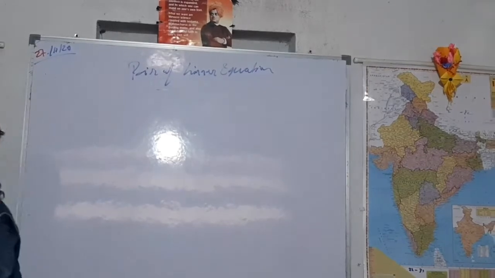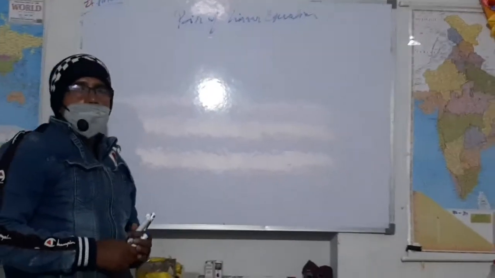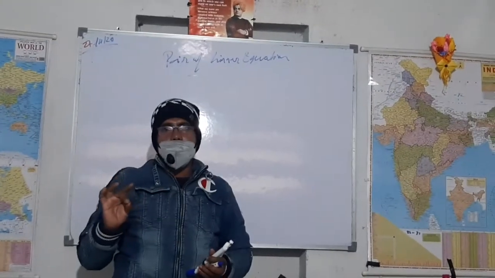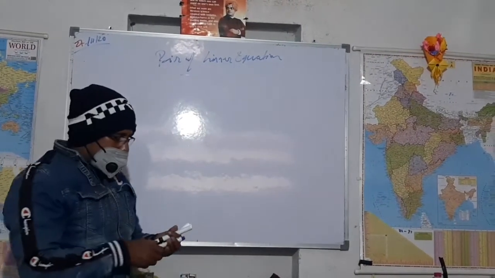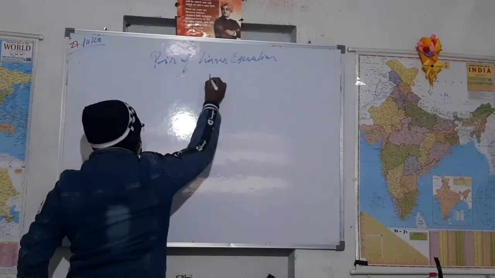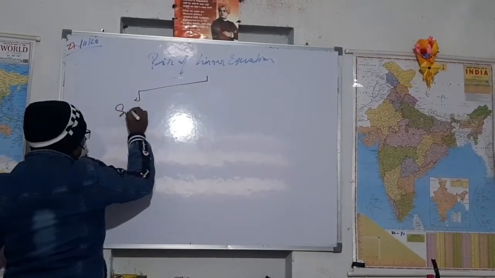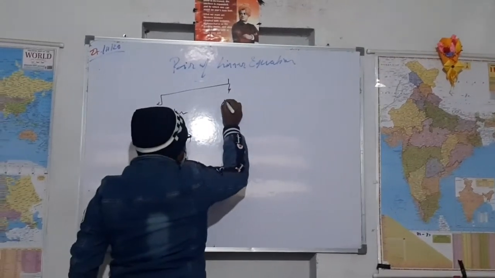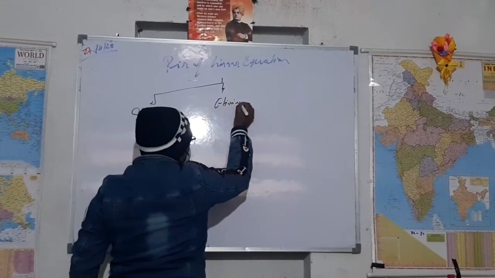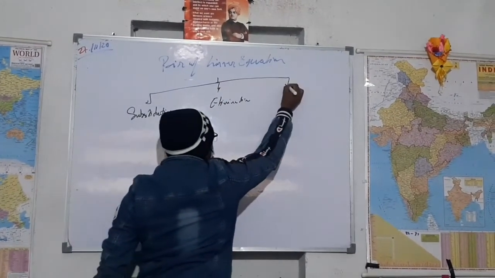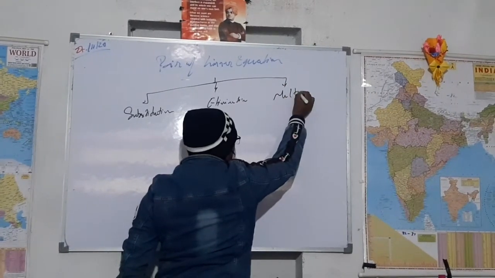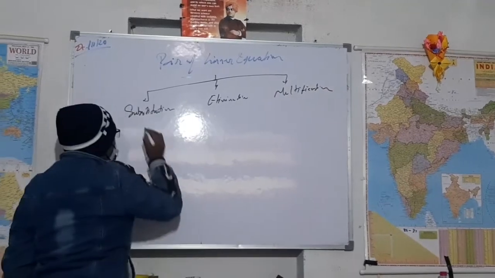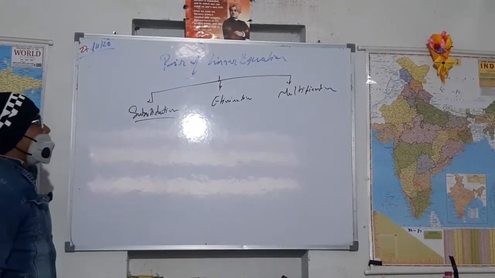Pair of linear equations. This part has three parts: substitution, elimination, and multiplication. Today we are starting with the substitution method.